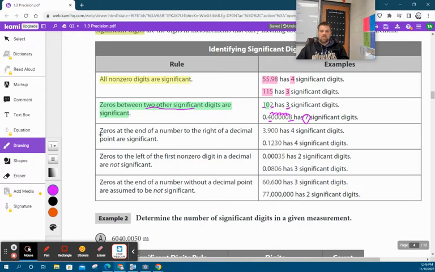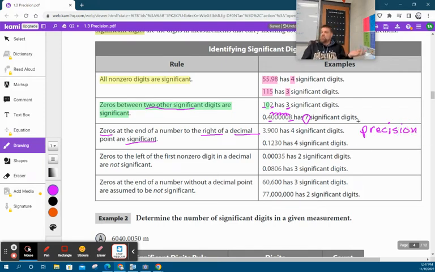Let's do some more. Zeros at the end or the right of the decimals are significant. This has to do with precision. So guys, I'm writing a lot of stuff down. I don't see pencils in your hand. There is a pencil. Well, you're not writing stuff down.